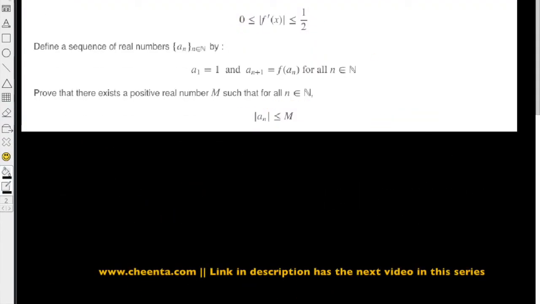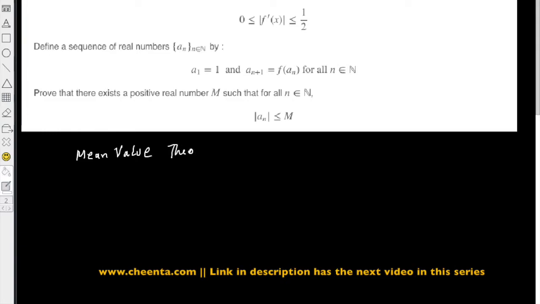This is the second part of the calculus problem that we were working with. It's an application of the mean value theorem. If you have not watched the first part, go back to the discussion page. The link is in the description.